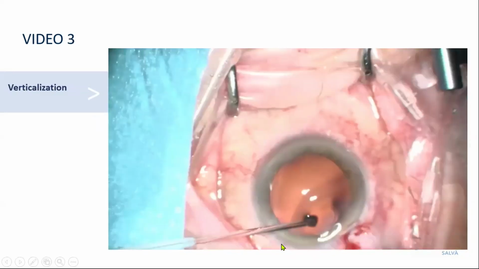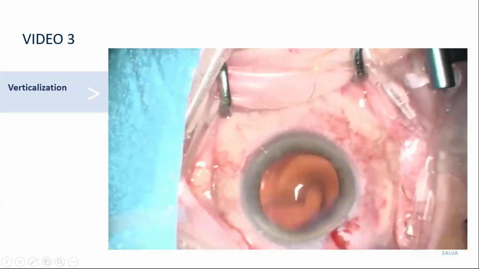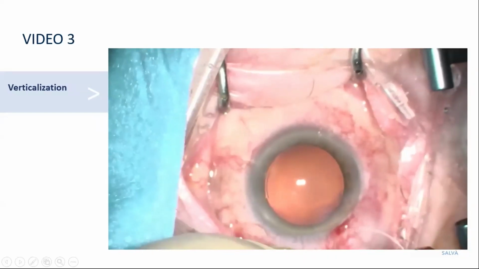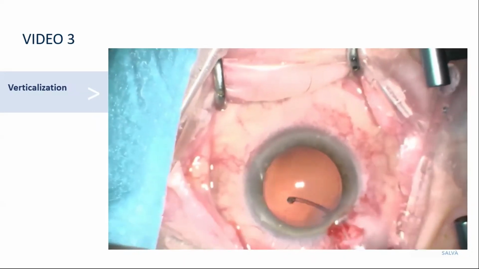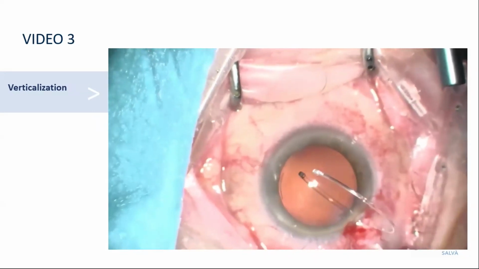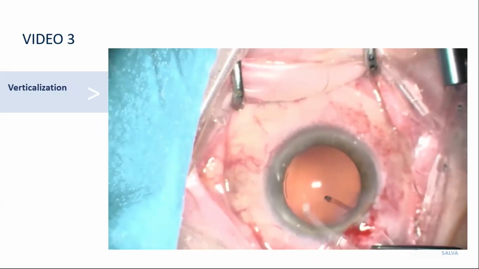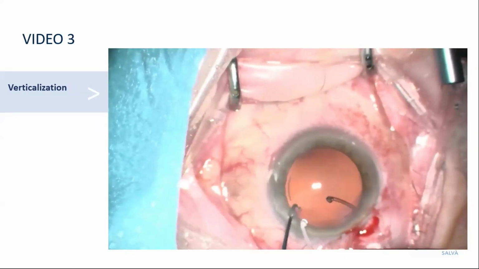Then this is an old video. This happened to me in the beginning, and it's very educative because you're going to see what happened. I call it the verticalization. This is a square CTR, and I couldn't manage to put it in the horizontal fashion, and I was afraid of touching the endothelium with the leading end.